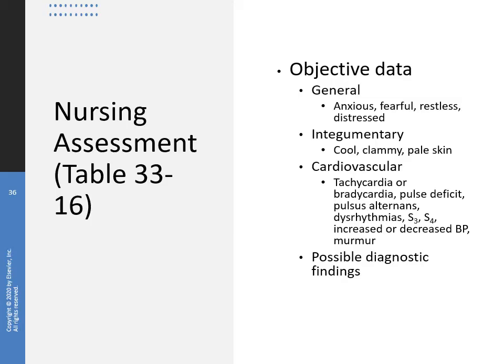Nursing care continues with objective data. We want to be sure and describe events related to the current illness. We want to know if there's a family history of heart disease. As expected, we'd want a thorough cardiovascular history, including tachycardia or bradycardia. Pulsus alternans, which is an alternating weak or strong heartbeat. Pulse deficit, dysrhythmias, especially if they're ventricular. Murmurs, S3, S4, or increased or decreased blood pressure.